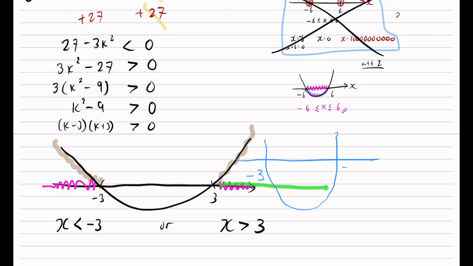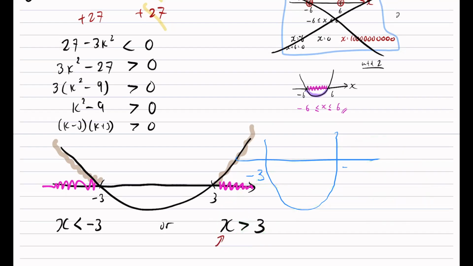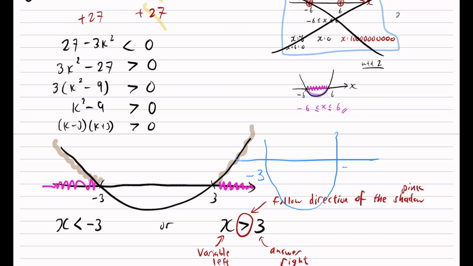Exactly. The direction that you move towards, you see the arrowhead, is the same as the direction of the inequality. Can you see that? And you just need to make sure your variable is on the left side, and the answer on the right side. Then the direction will follow. It follows the direction of the shadow. The pink shadow. I use pink color. I'm referring to this pink shadow.